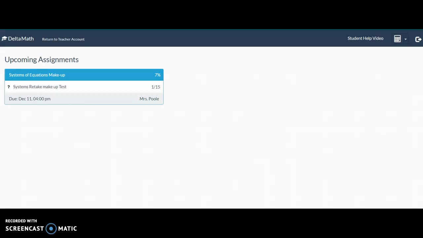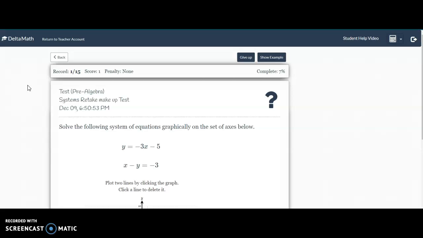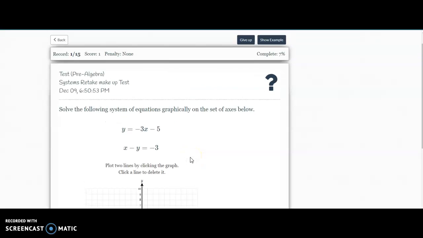This video is how to use DeltaMath and how to graph equations in your DeltaMath. So this is for systems of equations makeup. You will see that this is due on the 11th, so in 2 days from now, if you would like to retake your systems retake. So what you will see here is something that looks like this.